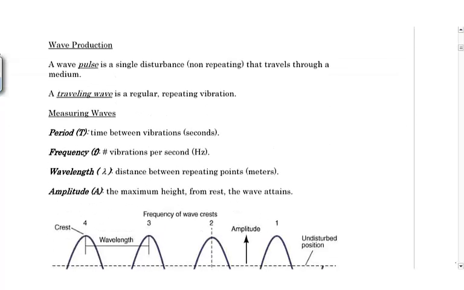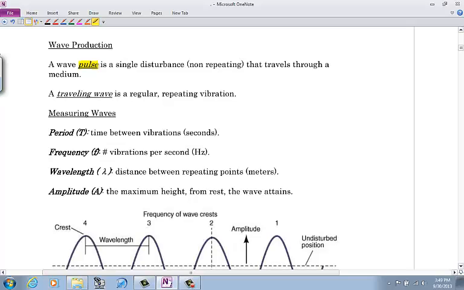A wave pulse is a single disturbance, a non-repeating action that travels through a medium. So if I slam my hand on the table, I will create a pulse, a sound wave that travels through the air molecules of the room. A traveling wave is any wave that forms a regular repeating vibration. So ocean waves usually come into the shore as a traveling wave because there's multiple waves one after the other.